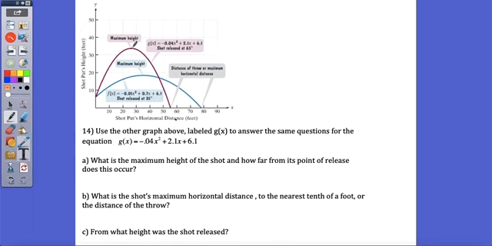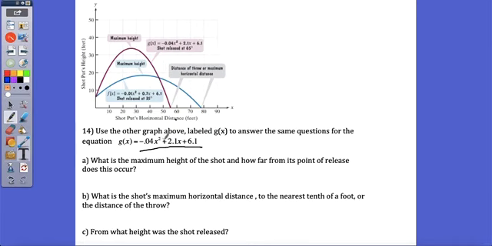This is just horizontally, and this is the height above the ground. So notice how the maximum height is represented by the vertex of the parabola. So if we want to answer the question, what is the maximum height of the shot put, and how far from its point of release does this occur? What that's asking is essentially about the vertex, because the y coordinate of the vertex would be the max height, and how far horizontally from the original point we were, that would be the x coordinate here. So we can find that x coordinate and y coordinate by simply finding the vertex of this parabola.